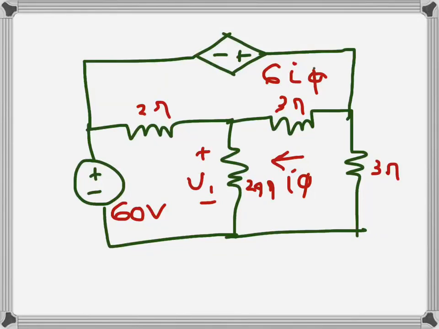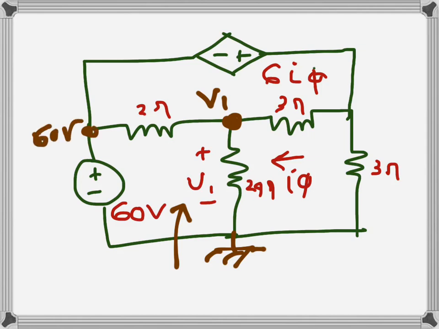For this problem we need to find the unknown voltage V1. So the voltage of this node is V1, we know that, and if we call this one to be ground, this one's voltage will be 60 volts, and there is a current dependent voltage source here, so the voltage here will be 60 plus 6I5. So 60 plus 6I5, and I5 is this current.